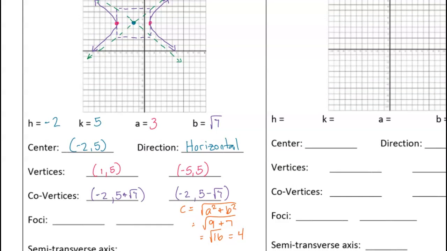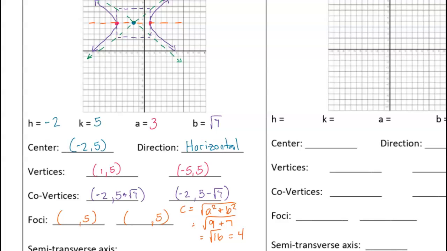Now, if I'm remembering that my foci are on the same line as my vertices and center, maybe I shouldn't draw that dotted. It's on that same transverse line, meaning, are my H values going to remain the same, or are my K values going to remain the same here as the center? Yes, your K value along that line is a constant 5. So both the foci are going to have a K value of 5.